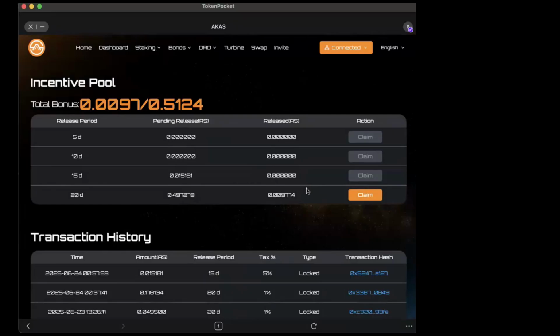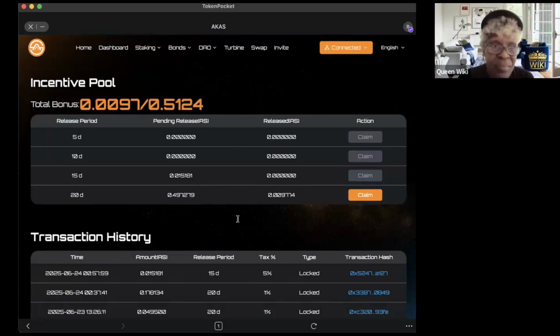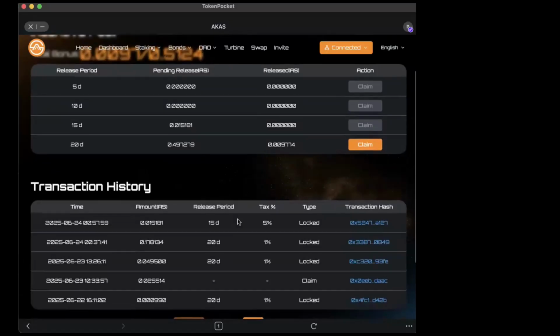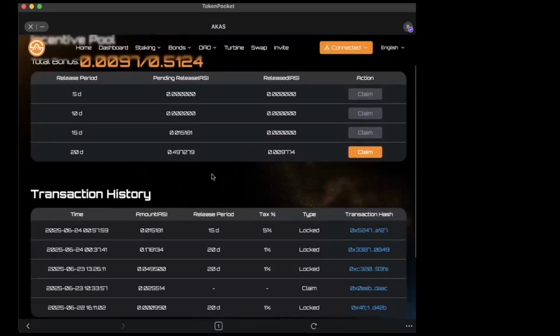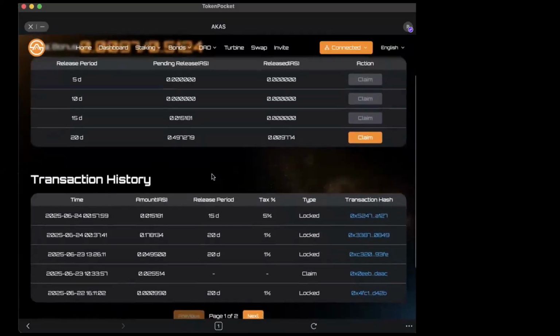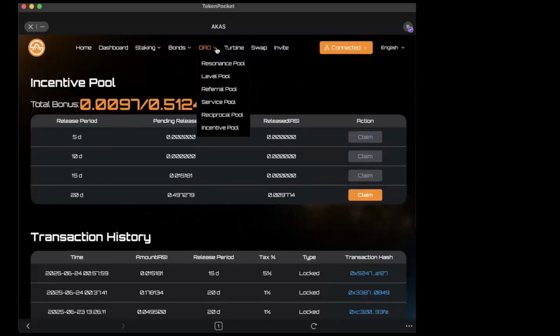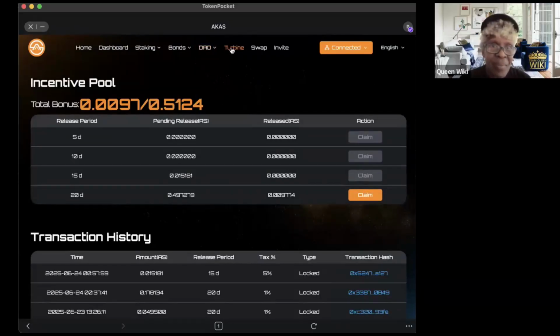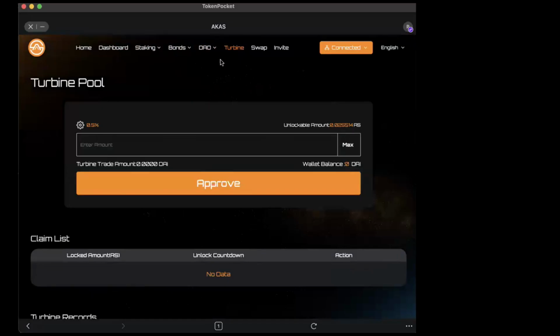Okay, so here we can see the total bonus, which is the release bonus, and the pending bonus is the total pending bonus, which you get at the end of it all. So this is the transaction history, and this is how many demonstrations we have done. Next is the turbine that I need to explain to you guys.